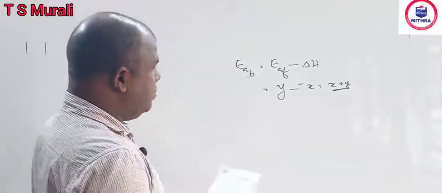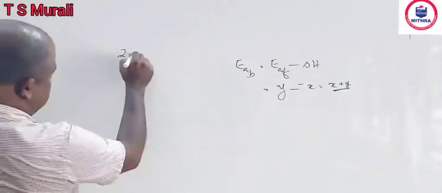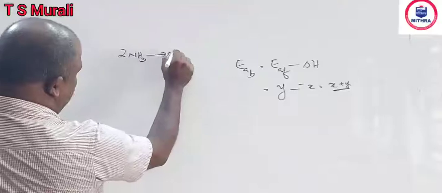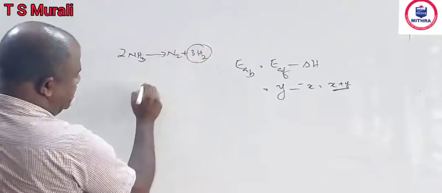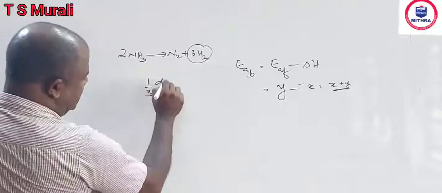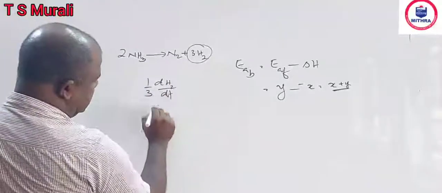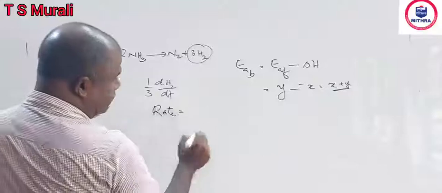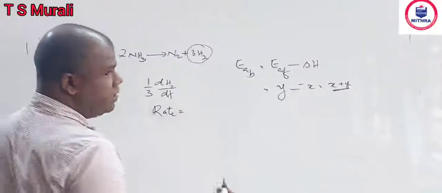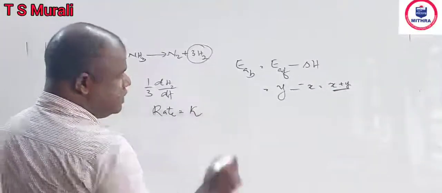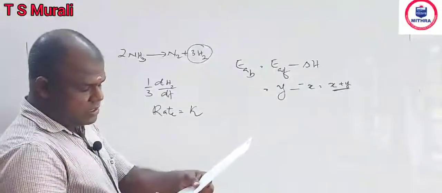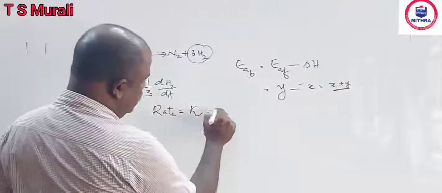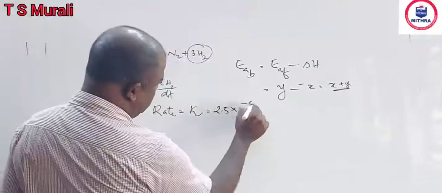So decomposition of ammonia, what is the equation? 2NH3 gives N2 plus 3H2. So when we are writing the rate expression in terms of hydrogen, it will be 1 by 3 dH2 by dt. That is the expression for rate. And for a zero order reaction, rate is equal to the rate constant. What is the value of the rate constant given? Rate constant is 2.5 into 10 raised to minus 4.